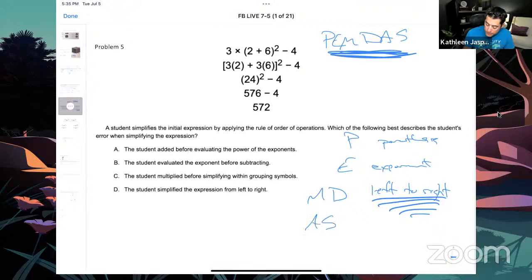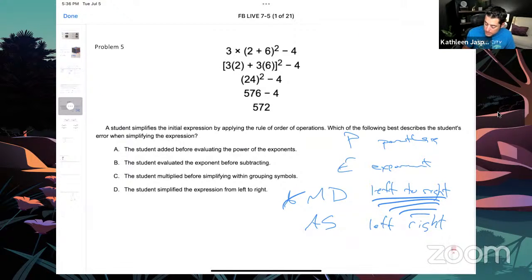And then AS for addition, subtraction. Again, you can say left to right, but it doesn't matter because you can do addition, subtraction either way. But it's very important for multiplication and division to go left to right. So if division comes before multiplication, then yes, you do the division before the multiplication. You read it like you read words, left to right. So there's my quick PEMDAS spiel.